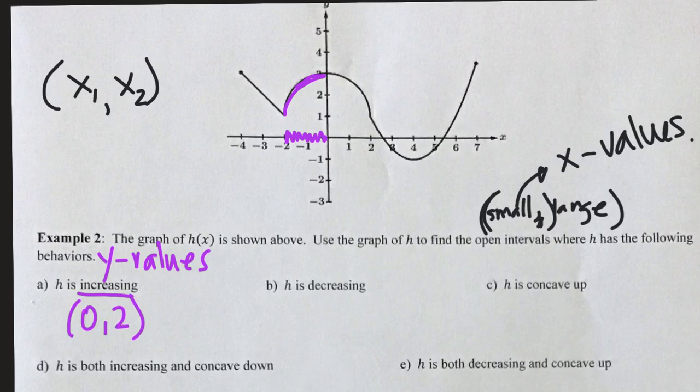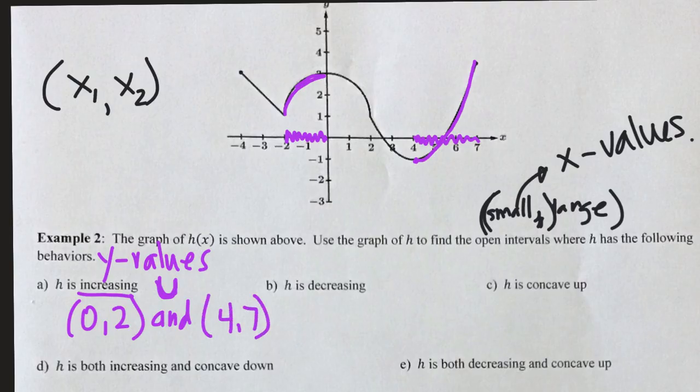Is there any other place on your graph where the graph is going up? From 4 to 7. On that x value interval, your y values are also increasing. So you can use the word and if you want to, or you could use the special upside-down U, which stands for union of these two intervals.